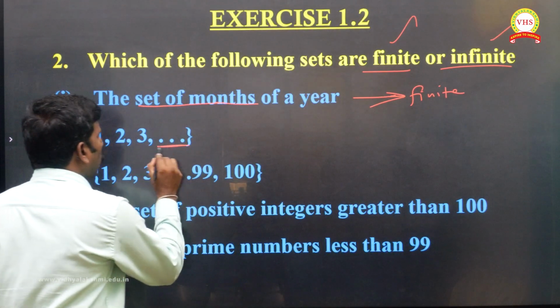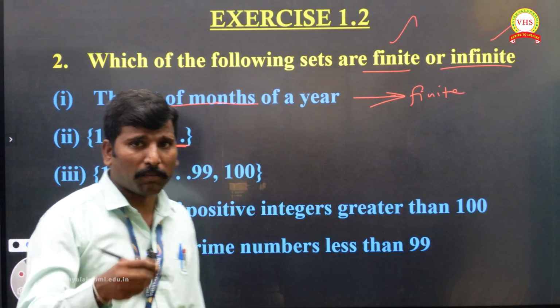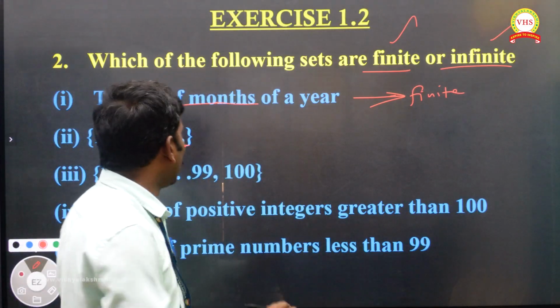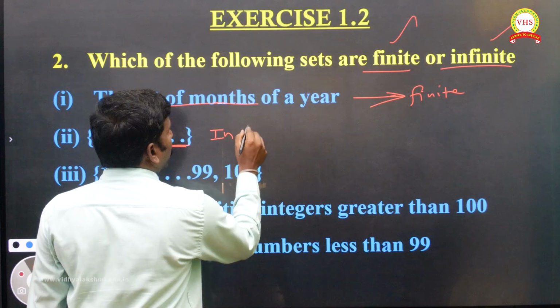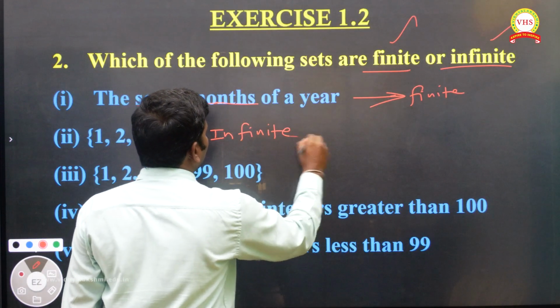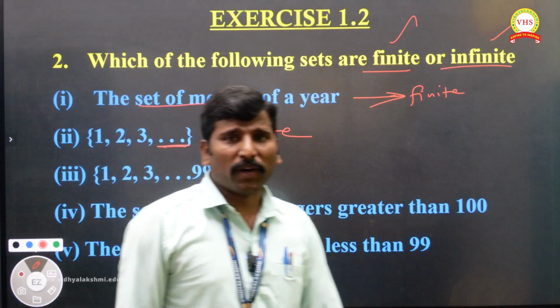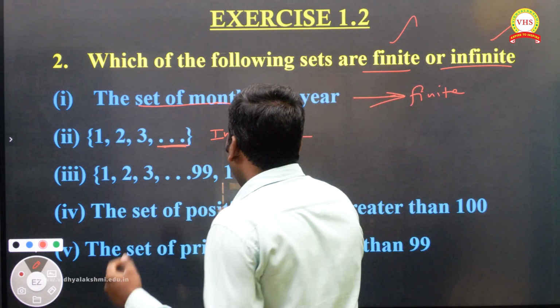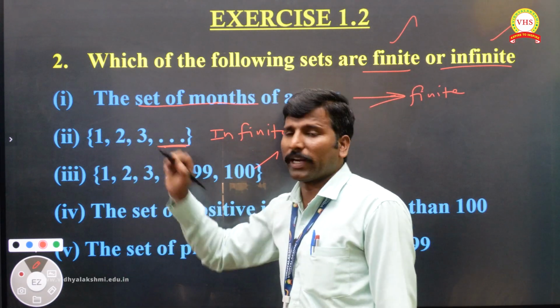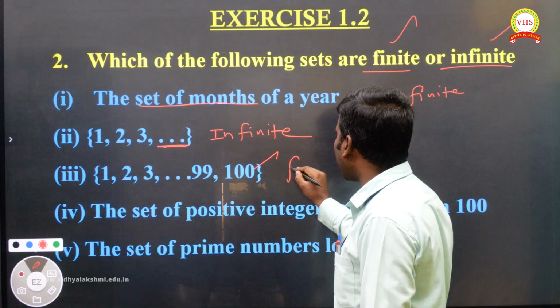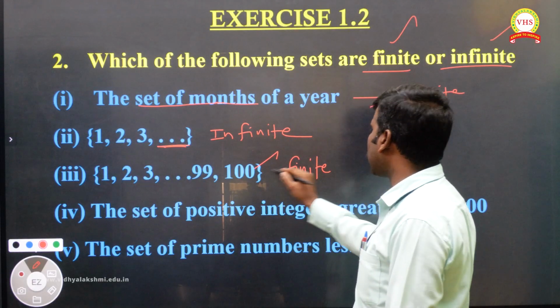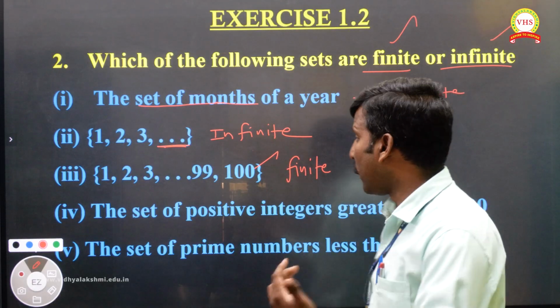See, there is a dot dot given, which means this is the natural numbers. There is no end, it will go on. If it goes on with no end point, we can call it an infinite set. And here the last point is given, and the first point also. So this is finite. Finite means the last point is there, so we can call it a finite set.